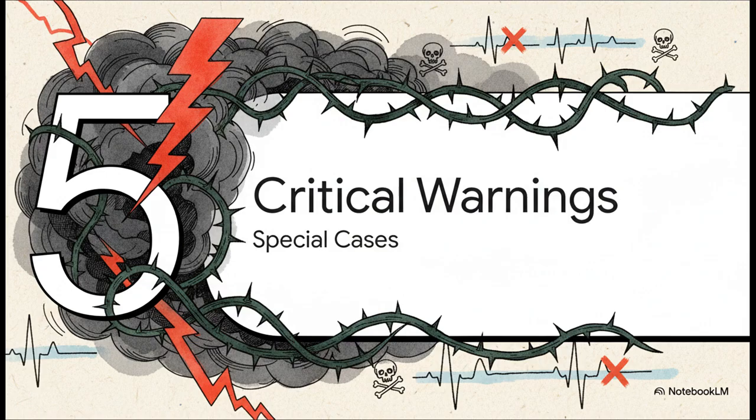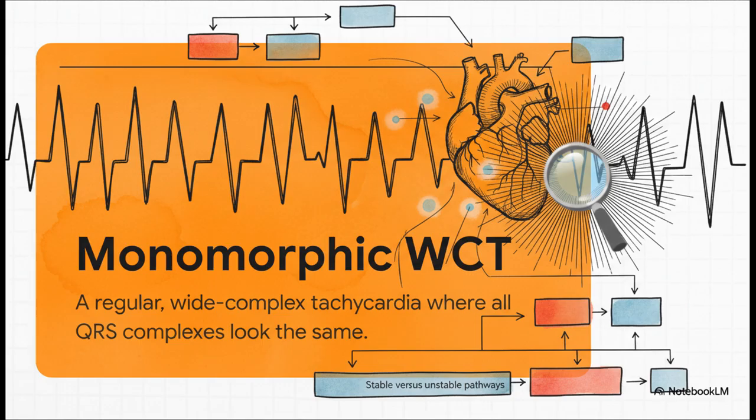All right, now let's get into the plot twists. These are the special cases and the absolute no-goes that you have to know. Because, honestly, getting these wrong can be a disaster. So up until now, we've pretty much been talking about this kind of rhythm, a regular, monomorphic wide complex tachycardia. See how all the QRS complexes look the same? They're uniform? This is your classic case where you just follow those stable versus unstable paths we just went through.